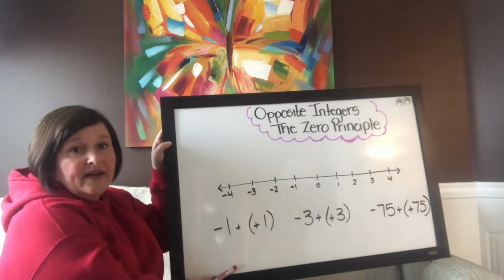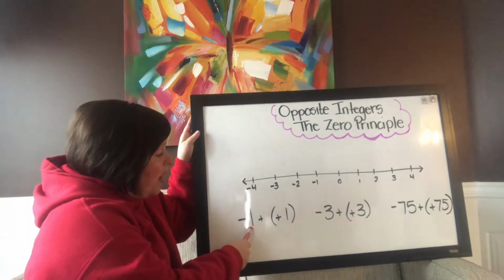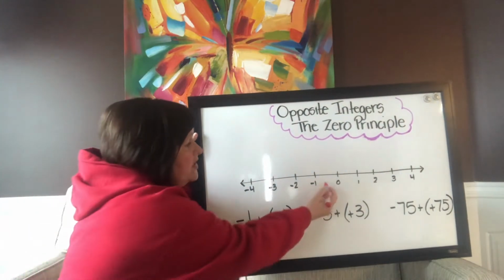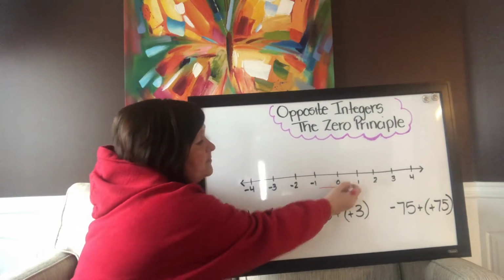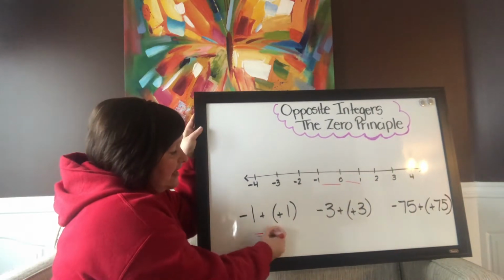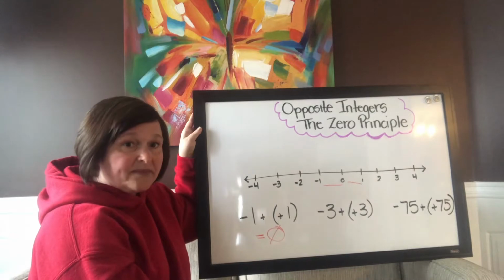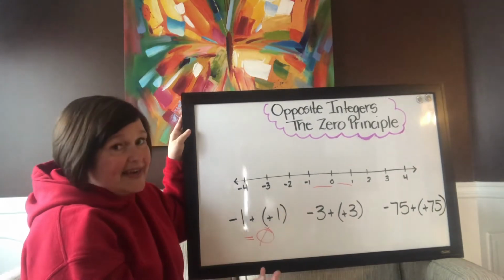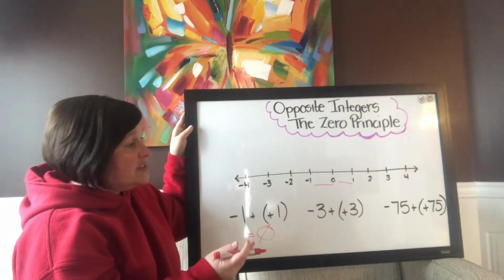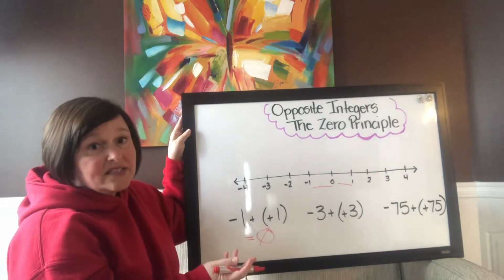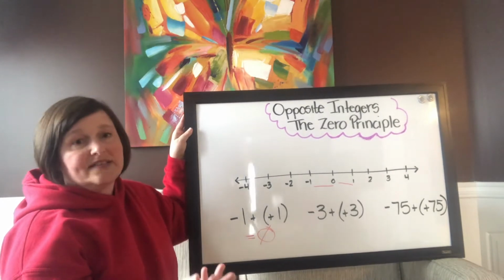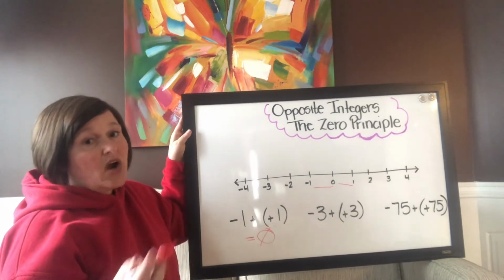For example, if we take positive 1 and negative 1 and we add them together, we know that they are equally distant from 0. This gives us an answer of 0 when we add them together. This is true for positive 3, negative 3, or any number that is equally distant from 0, like negative 75 and positive 75, or negative 1,000,002 and positive 1,000,002. So those are opposite integers.